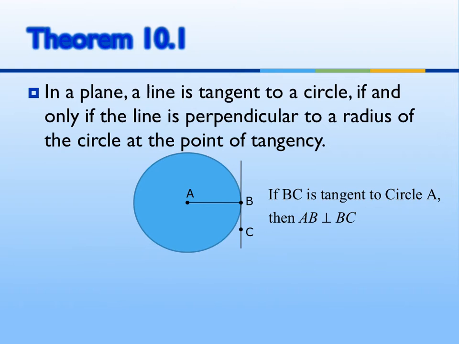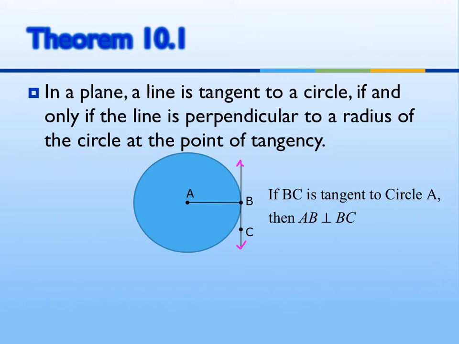And the first theorem in chapter 10, so it's called 10.1, says in a plane, a line is tangent to a circle if and only if the line is perpendicular to the radius of the circle at the point of tangency. So a line is tangent to the circle if and only if the line is perpendicular to a radius of the circle at that point of tangency. So the line that's outside here, this line is my tangent.